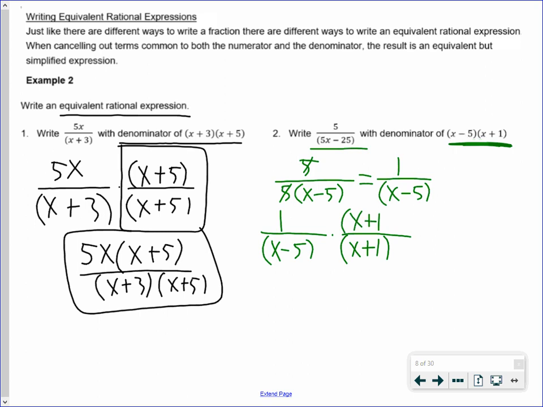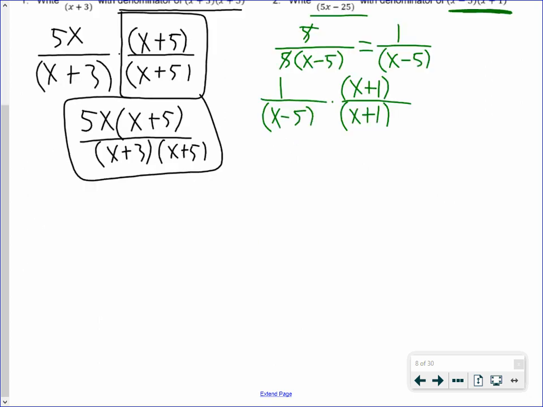And all that means is whatever you multiply the bottom with, we multiply the top with as well. So we have to multiply 1 over x minus 5 with x plus 1 over x plus 1. And when we do, we get x plus 1 on the top, all over x minus 5 times x plus 1. So to recap, whatever you multiply the bottom with, you have to multiply the top with to make sure that it stays equivalent. And at the same time, whatever you're missing in the bottom, that's what you're going to multiply the fraction with. Okay?